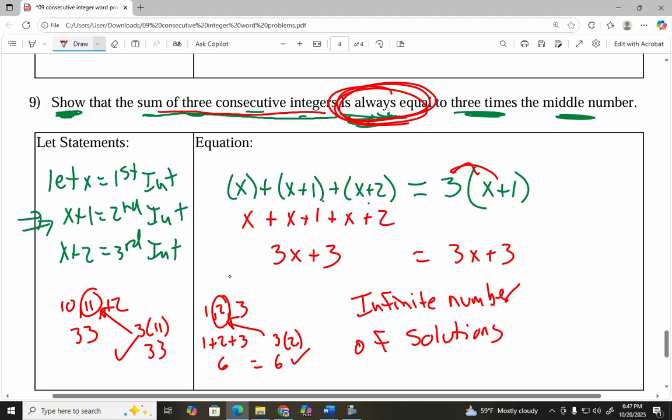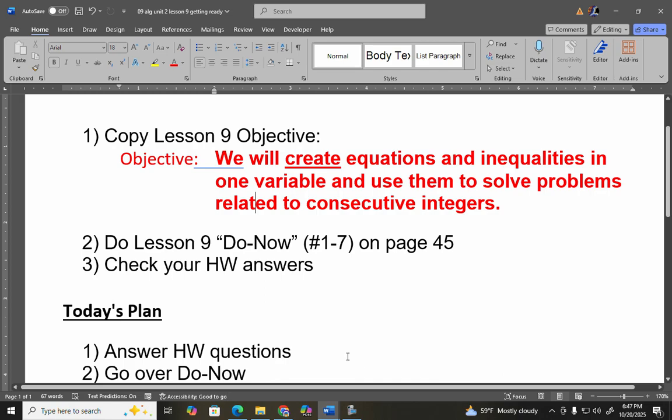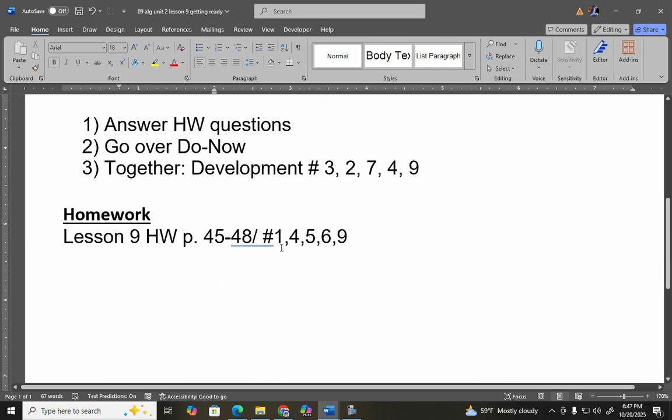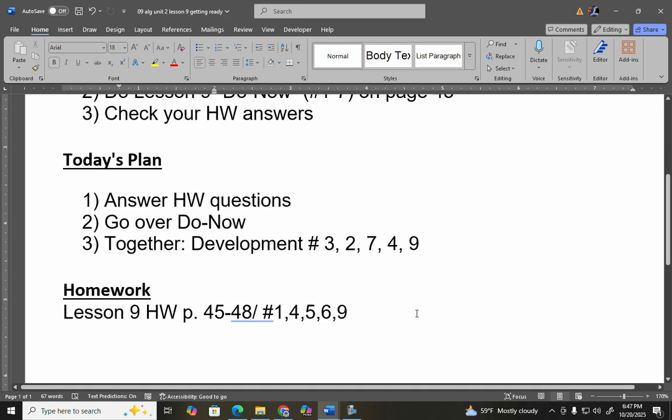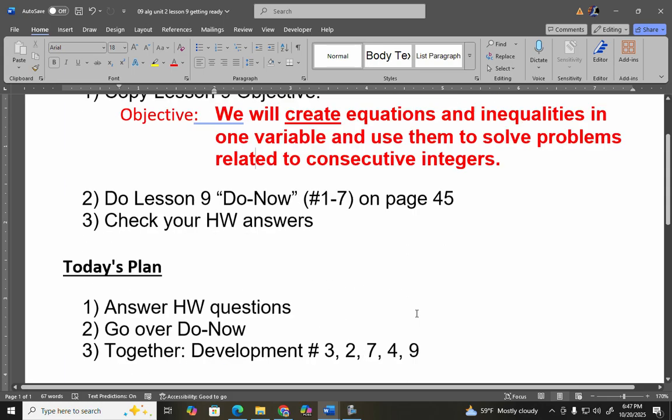But anyway, your homework, I told you, was to do numbers 1, 4, 5, 6, and 9, but I just did 9 with you. I have a list of your homework answers in Google Classroom so that you could see if you did it right or not. I also have a list of the homework answers from last night so that you could see which ones you need to ask me. And you can work on your homework and be ready to ask me questions when you see me.